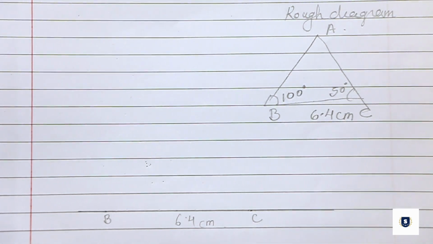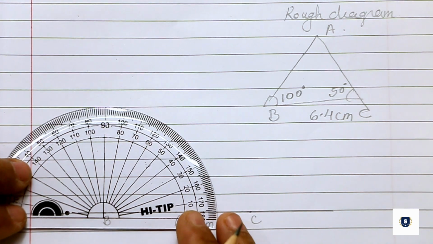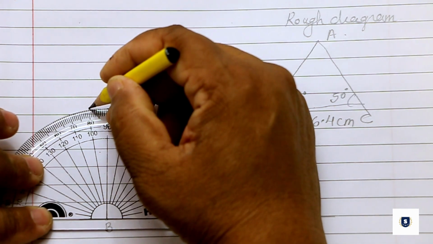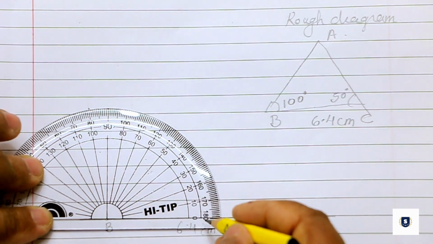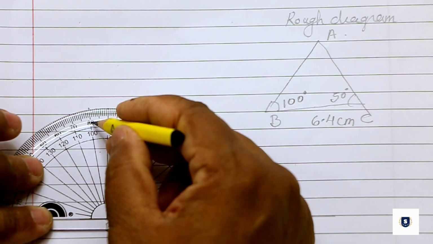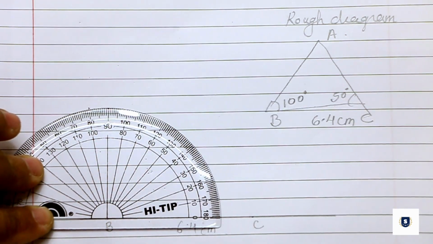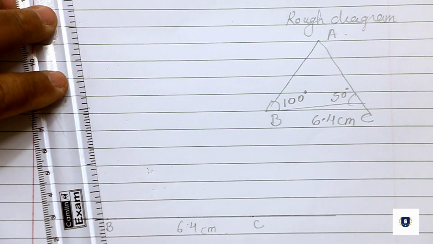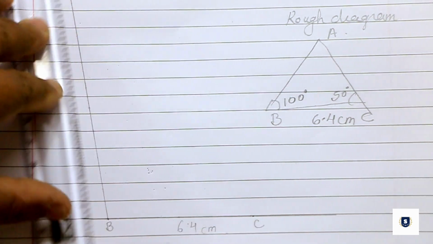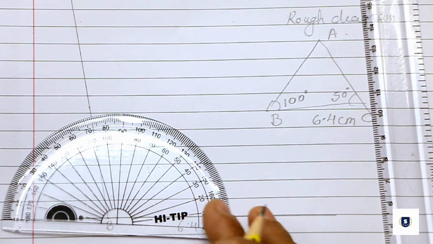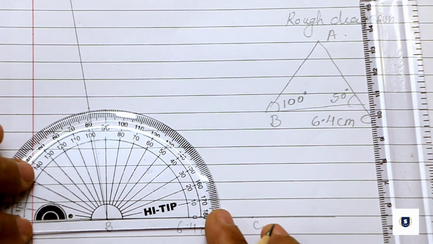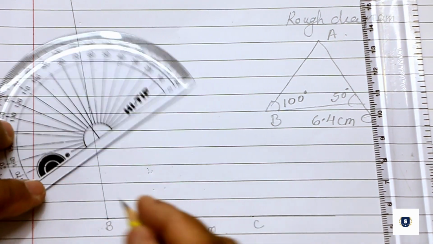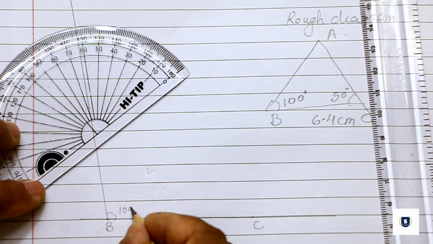Now keep your protractor at point B and take 100 degree. This is 100 degree here. From here 10, 20, 90 and then 100. From here you should go. Now join these 2 points which you have marked. Draw the line and check the angle again for accuracy, whether you have taken the point correctly or not. Yes, exactly, it is 100 degree, children. So I can mark here 100 degree.